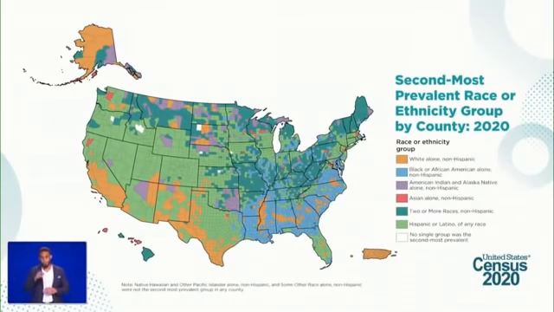The Hispanic or Latino population, shown in green, was the second most prevalent group and spanned the entire continental United States, with large numbers of counties in every region. The multiracial non-Hispanic population, shown in teal, was the second most prevalent group in many counties throughout the northern part of the country, as well as Alaska and Hawaii.